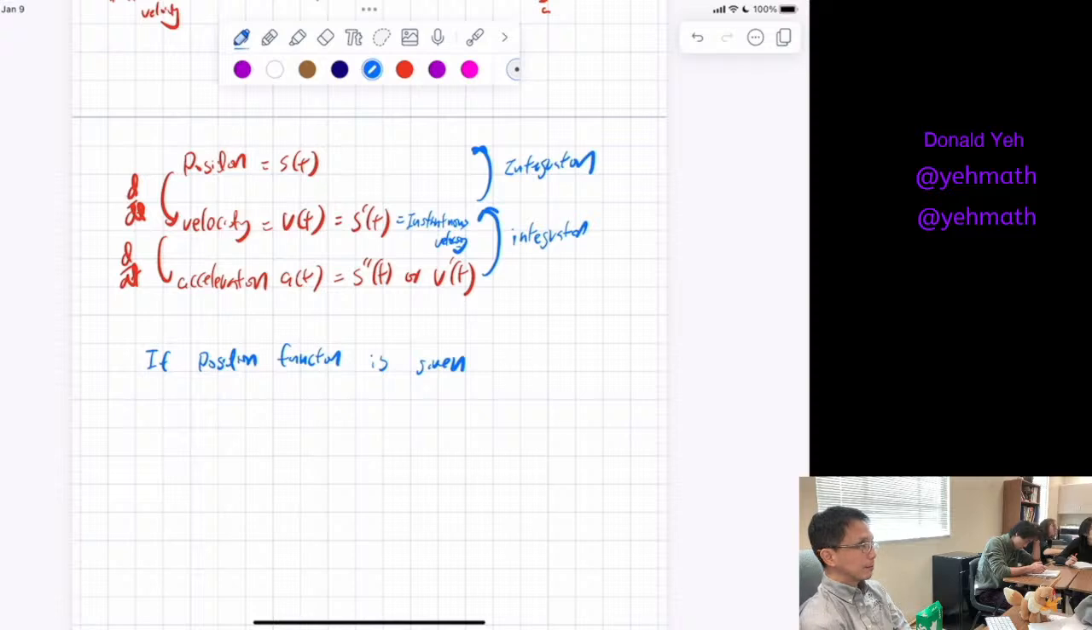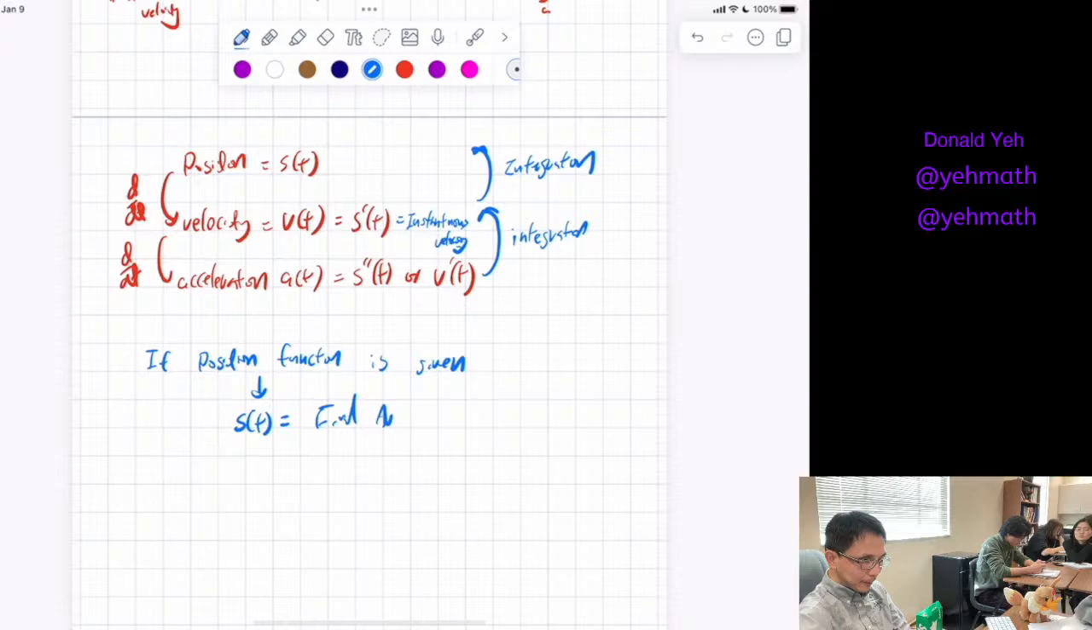What is it? Y2 minus Y1. Yeah, I don't like y2 minus y1, but it's a good idea though. A position function is given, so let's just say s of t is given. So how do I find average velocity?